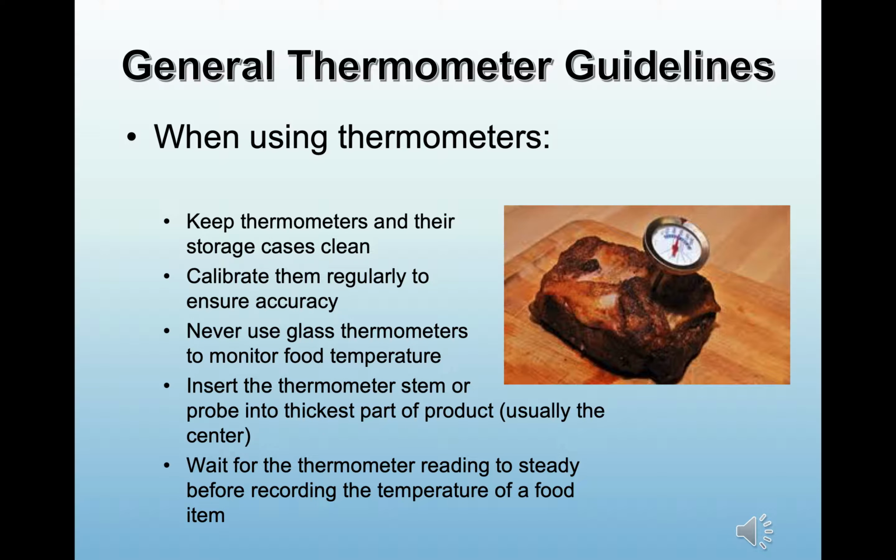There are a few general guidelines you should know when using thermometers and checking temperatures. Thermometers and their cases should always be kept clean and sanitized, and thermometers need to be calibrated on a regular basis to ensure that they are accurate. You should never use glass thermometers to monitor food. When you're taking internal temperatures, you should insert the thermometer into the thickest part of the food product, which is generally the center. Thermometers may fluctuate at first, so wait until you have a steady reading before recording the food temperature.